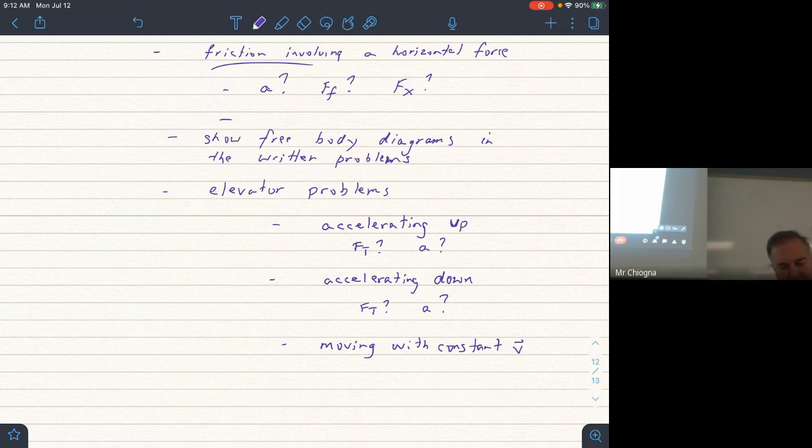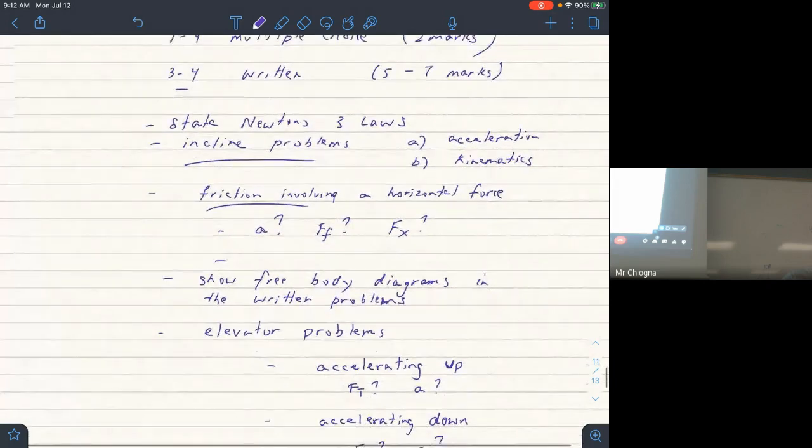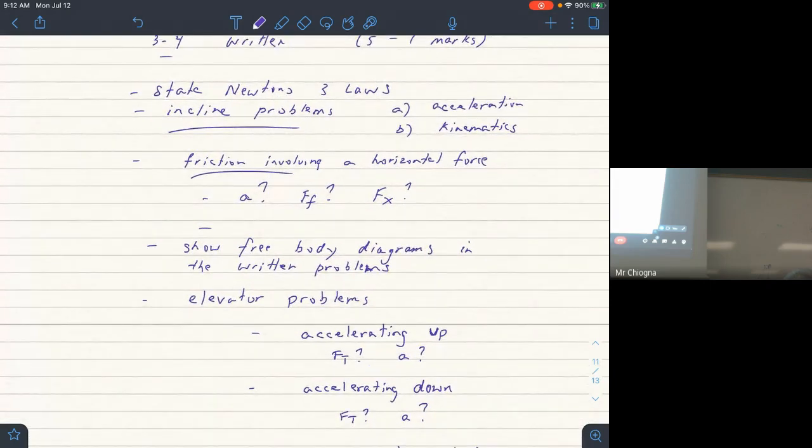I think I went over most of what to be aware of. Just one more point. With the friction involving horizontal force, sometimes you're asked to solve for the coefficient as well. I'll add that in there. And this is pretty thorough. I don't know if I'm going to add much more tonight on Teams.